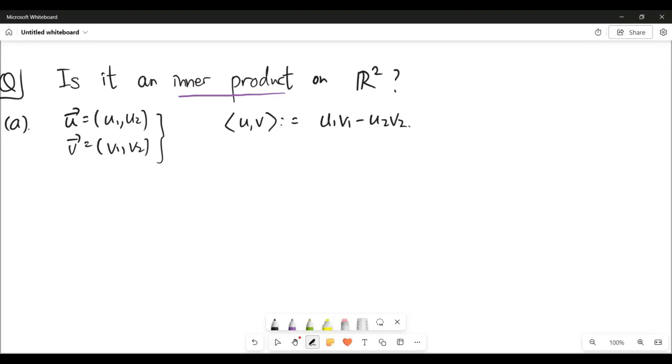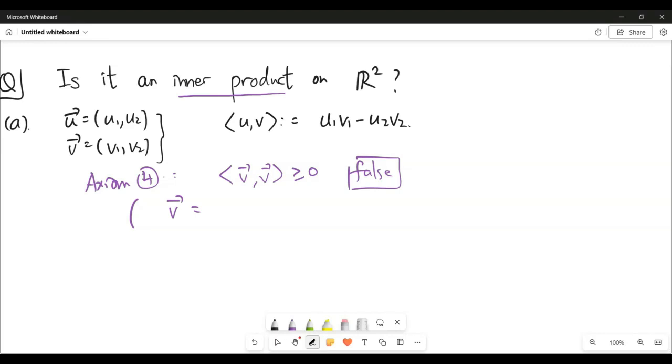So for example, let's look at one of the axioms. I think we can look at axiom 4. Axiom 4 means what? One of the conditions is that if we take the inner product of a vector v by itself, it must be non-negative. So why is it false? I claim it is false. This is the claim now, and you have to tell me why. We can look at an example and check.